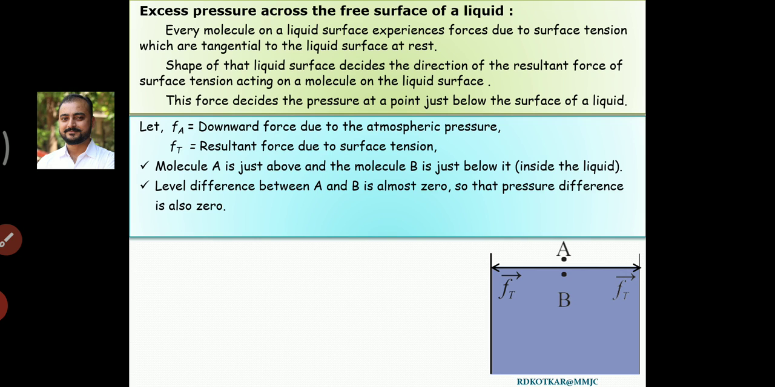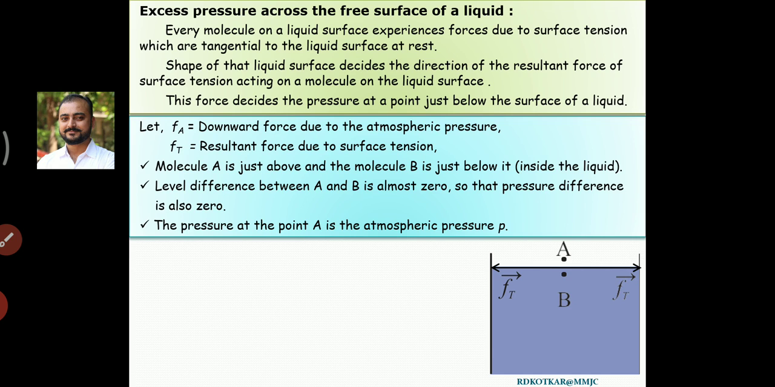Point A and point B have the same pressure because they are very closely spaced to each other, even though they are present in different media. A is present in the air medium and B is present in the liquid medium, but they are very closely situated, and that's why there is no pressure difference. Then the pressure at point A is the atmospheric pressure, that is P.